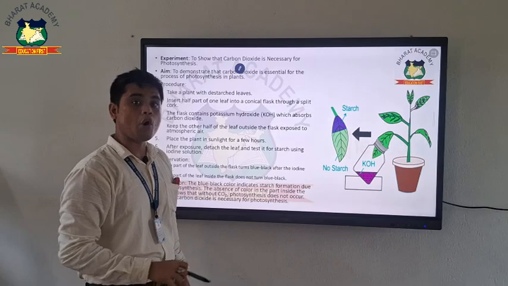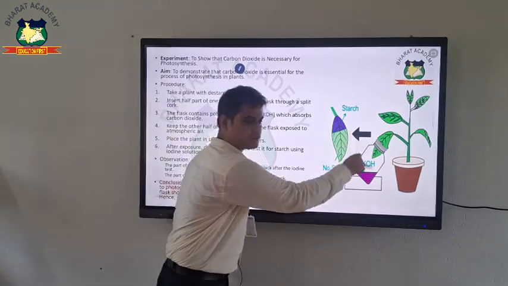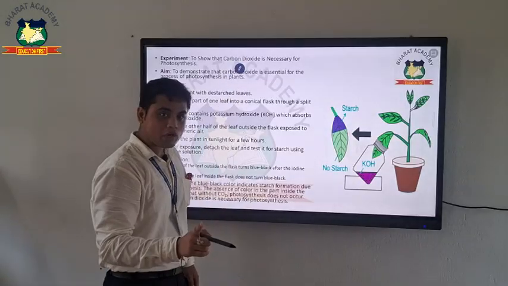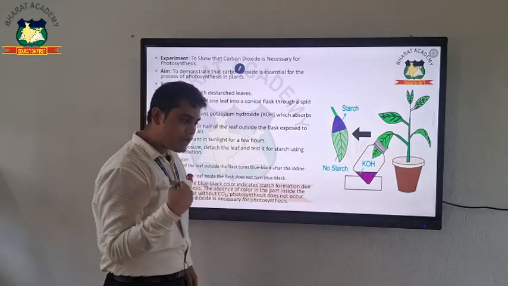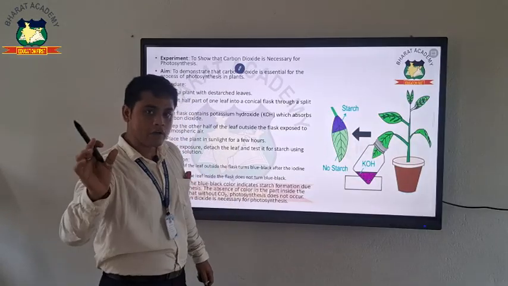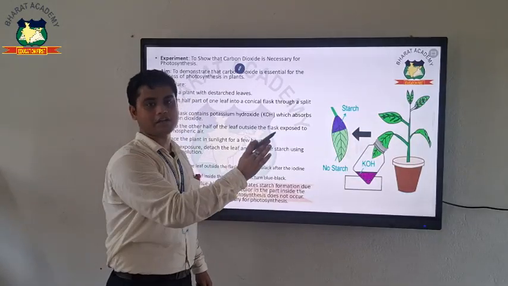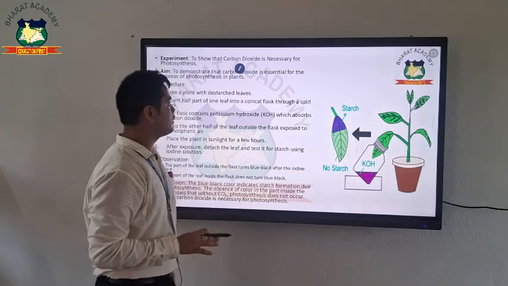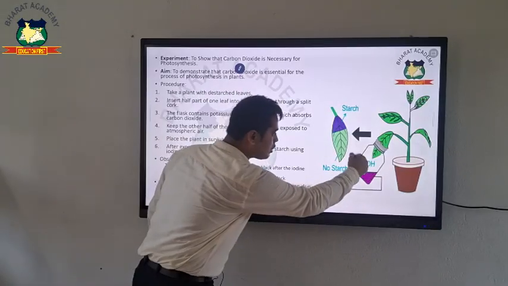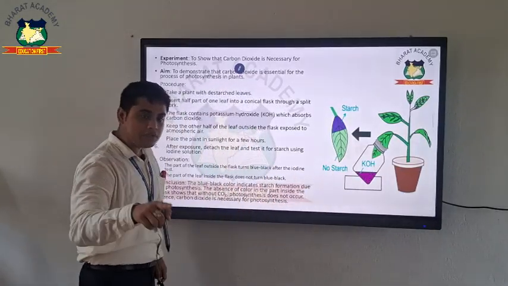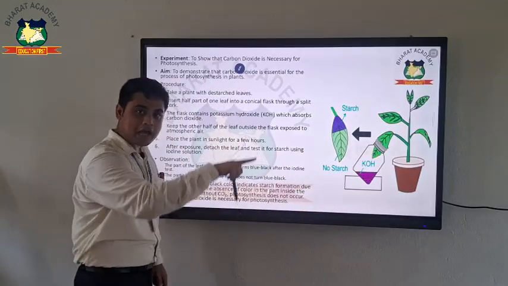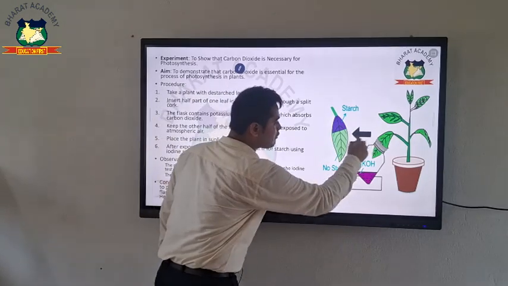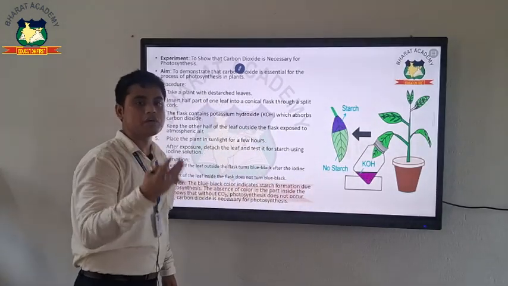KOH absorbs all the carbon dioxide present in this flask, because we have to prove the importance of carbon dioxide in photosynthesis. Whenever we need to prove the importance of something, we have to eliminate that factor from the system. Then we can understand the importance of that factor. Similarly, we have to eliminate the carbon dioxide from this flask, and that's why we put KOH, because KOH actively absorbs carbon dioxide. As it absorbs carbon dioxide, this entire flask becomes free of carbon dioxide.